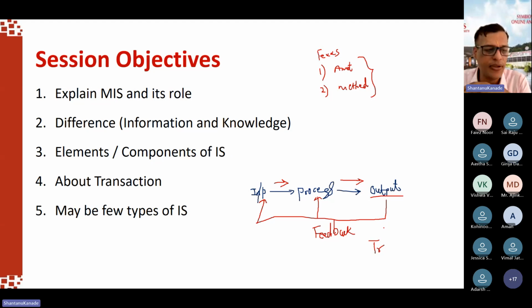Okay. Any other example from businesses? Sir, can we say the opening of a bank account is a system, because there it is also a particular format? Yes. It is also a system, an account opening system.